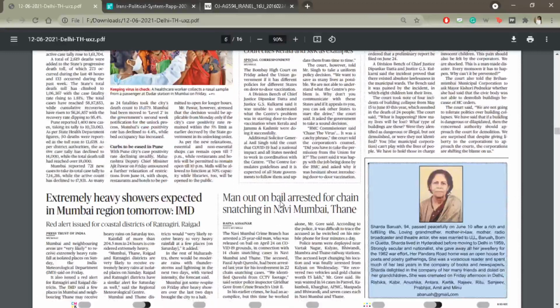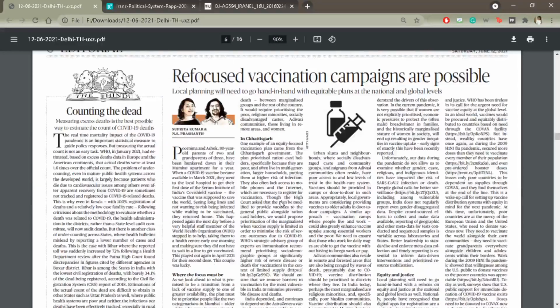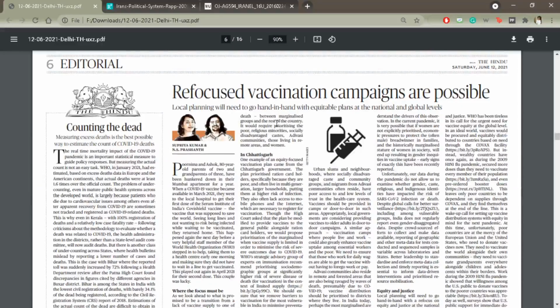Then moving on to the editorial front. The main editorial, refocused vaccination campaigns are possible. This one calls that priority should be given in terms of vaccination, especially to women or those populations that are at higher risk, for example frontline workers or Adivasi communities or communities that have lower health infrastructure, because then they are at a higher risk of mortality.